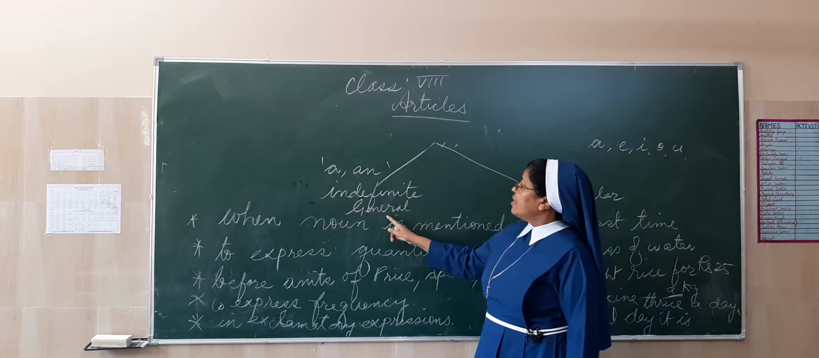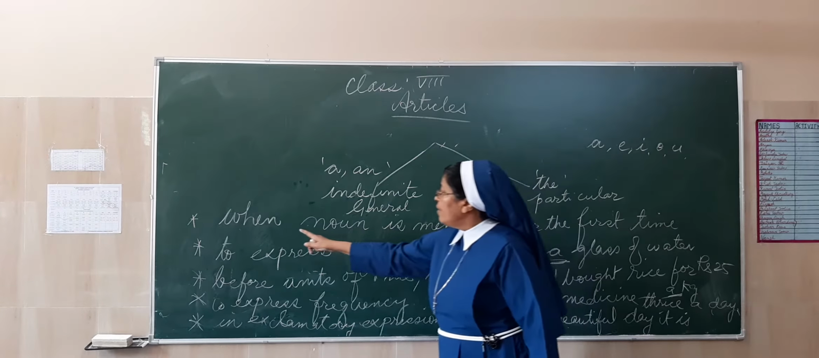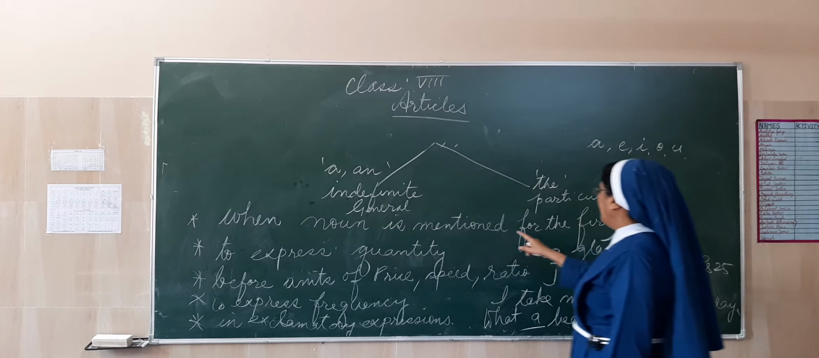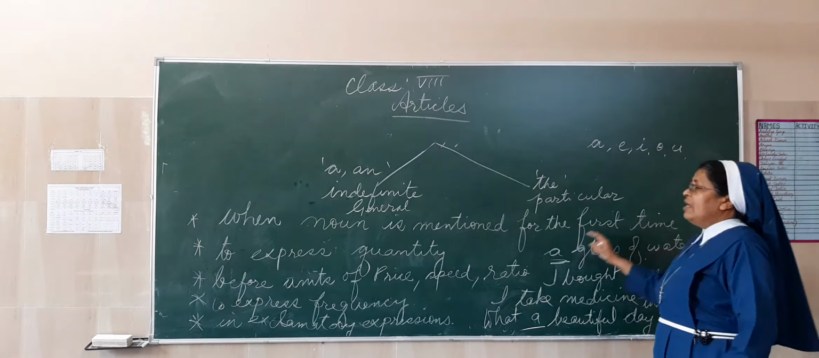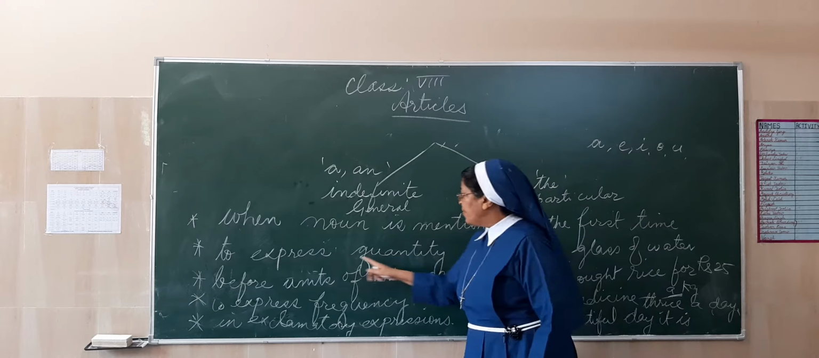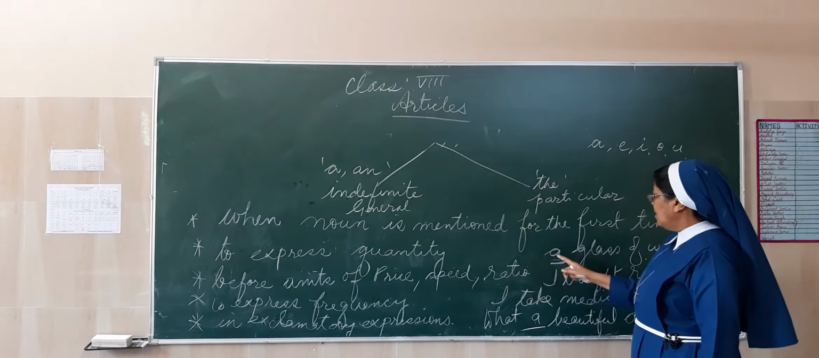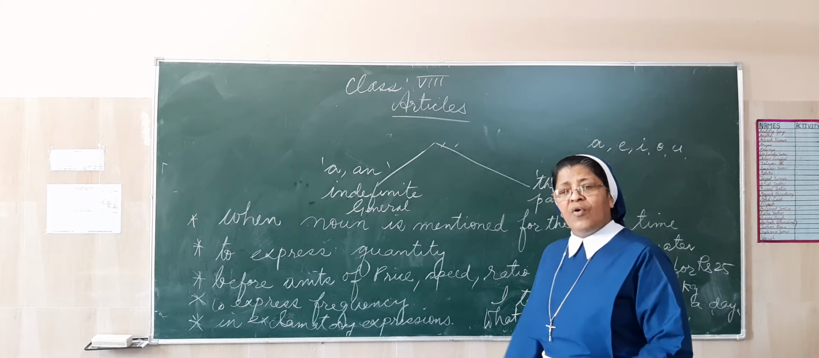See, indefinite articles are used for expressing general nouns. Here I said that we can also use indefinite articles when a noun is mentioned for the first time. A train, a girl, a boy, all that. Similarly, the second one I said is to express quantity, to mention how much. You use the article: a glass of water, a cup of tea, all that can be used.